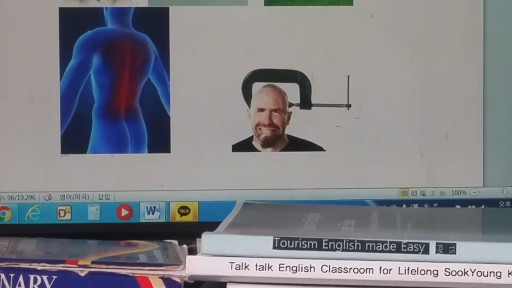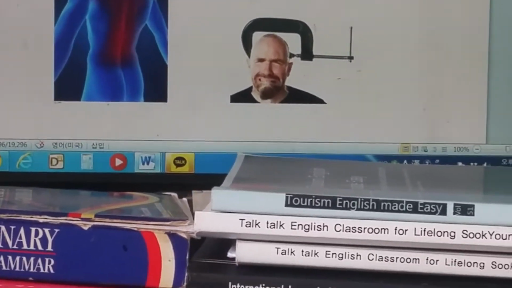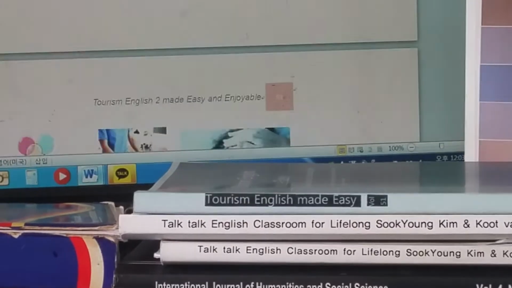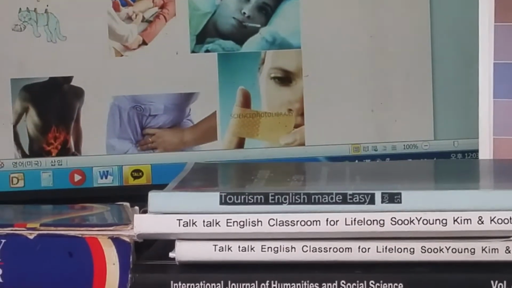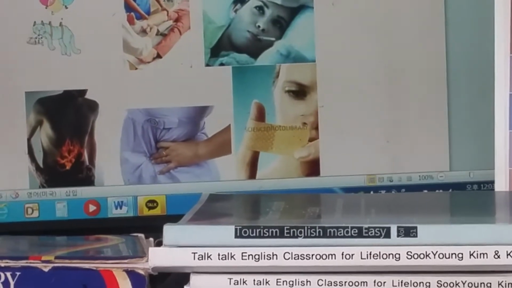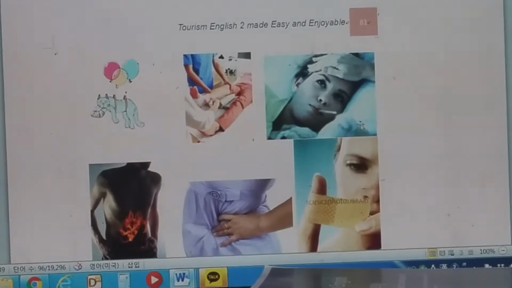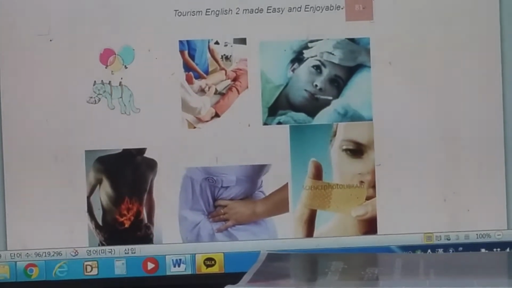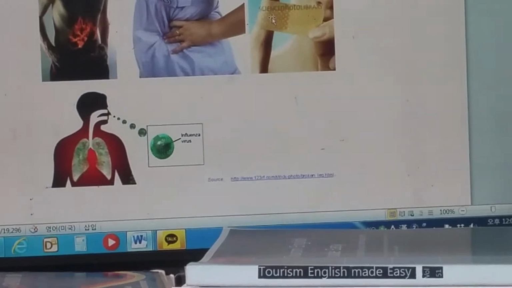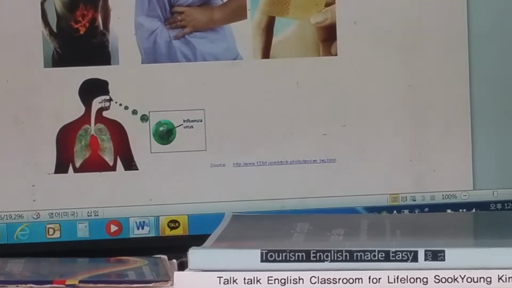This is nothing less than a headache, right? That's the best way to take care of a headache. Okay, and then he has got the broken leg, the cat, and so you give him some balloons and things. All right, check the fever. Stomach. My stomach is burning. I have burns on my stomach. Stomach pain. I cut my finger, right? And then influenza virus came in here.